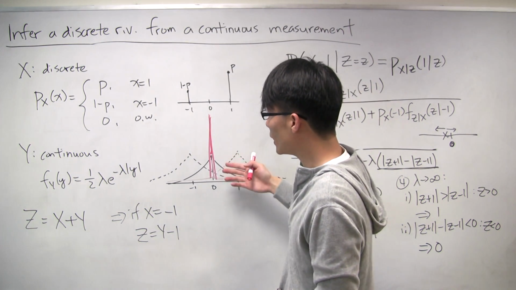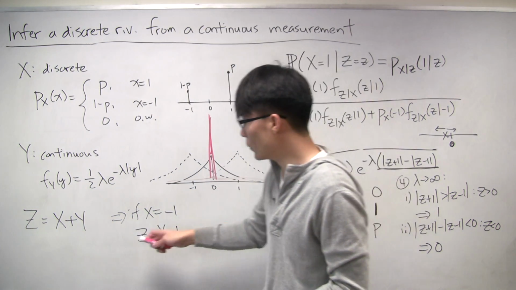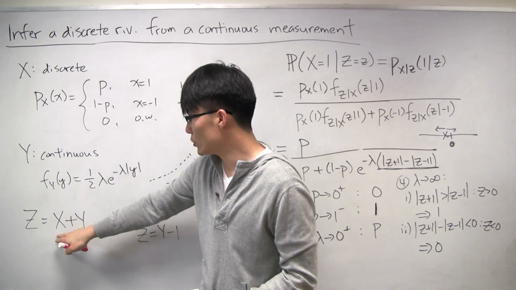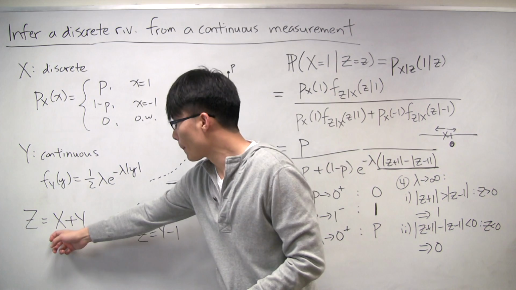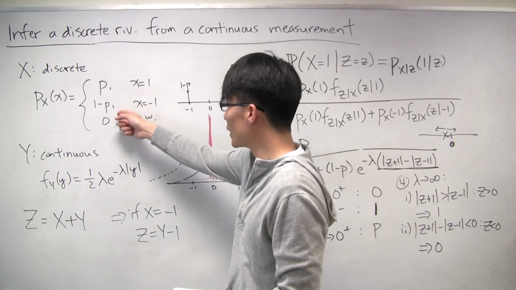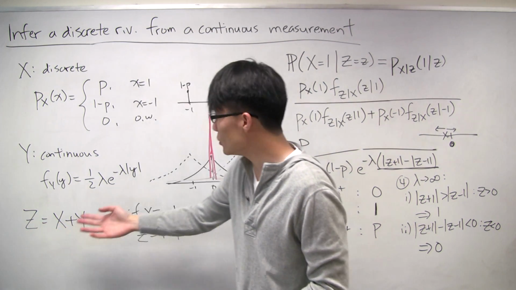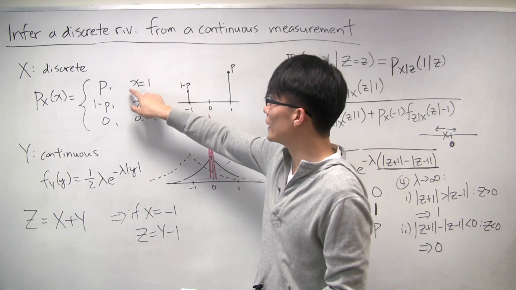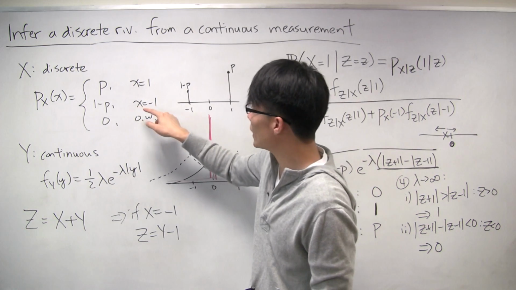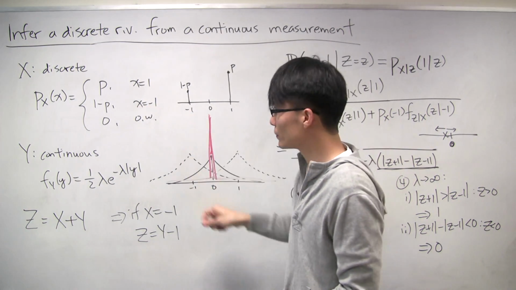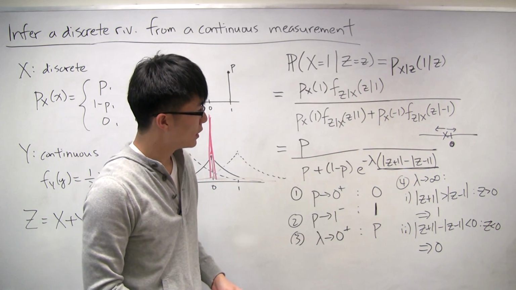And so more or less you're sure that y is going to be equal to 0. And so effectively z is going to be equal to x. And because x can only be 1 or negative 1, if you get a z that's positive, you know for sure that x must have been equal to 1. And if you get a z that's negative, you know for sure that x must have been equal to negative 1. And so because of that, you get this interpretation.